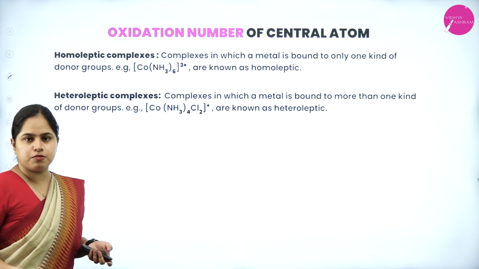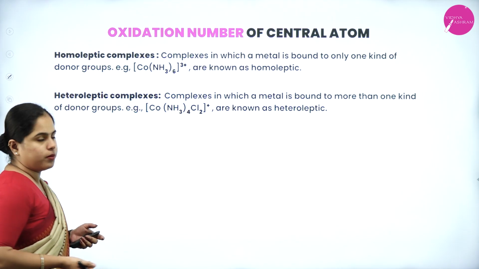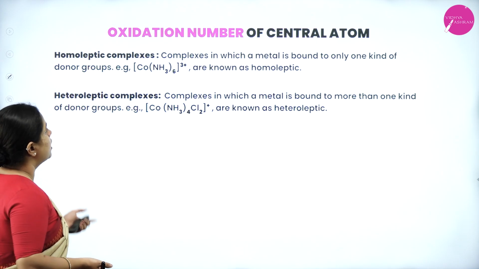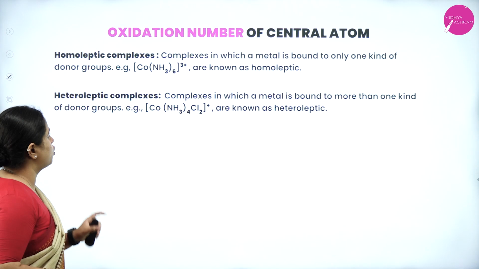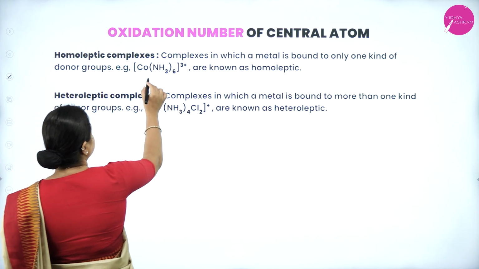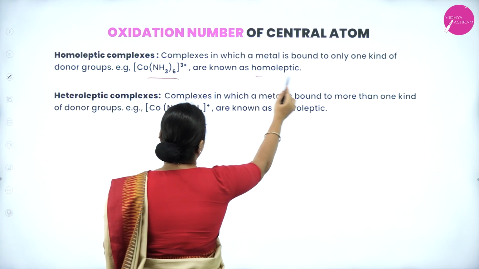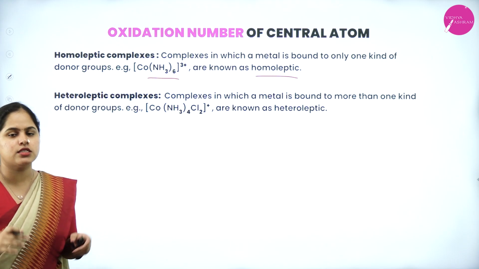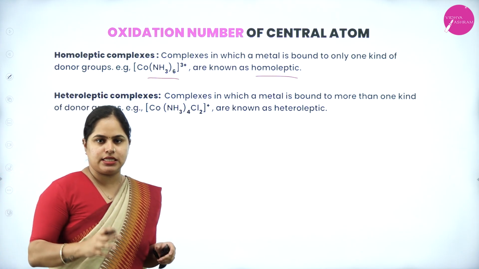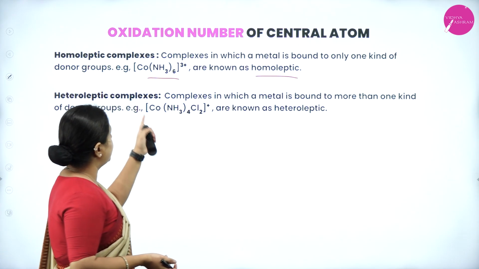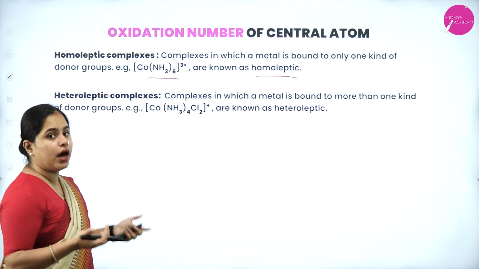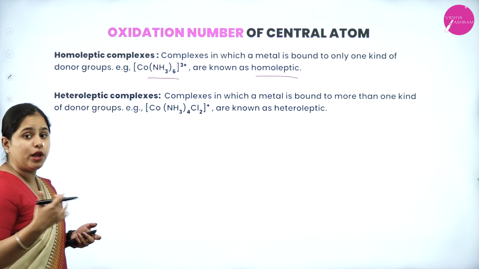There are two different types of complexes, homoleptic complexes and heteroleptic complexes. Complexes in which a metal is bound to only one kind of ligand or donor groups, for example [Co(NH3)6]3+, are known as homoleptic. So homoleptic complexes means whatever ligands are present inside that coordination compound will be the same. As you can see, there are 6 ligands, but all of them are amine itself. So they are called homoleptic complexes.